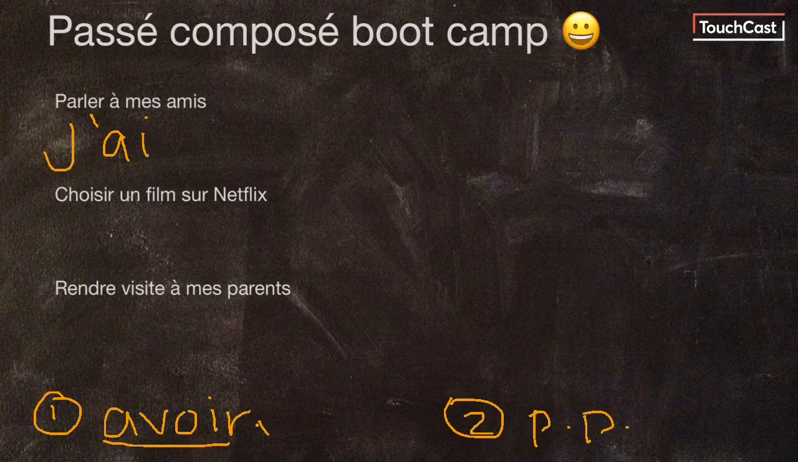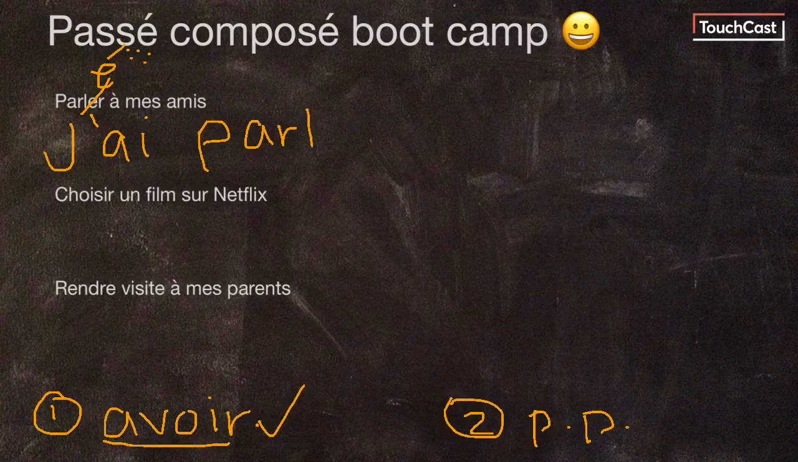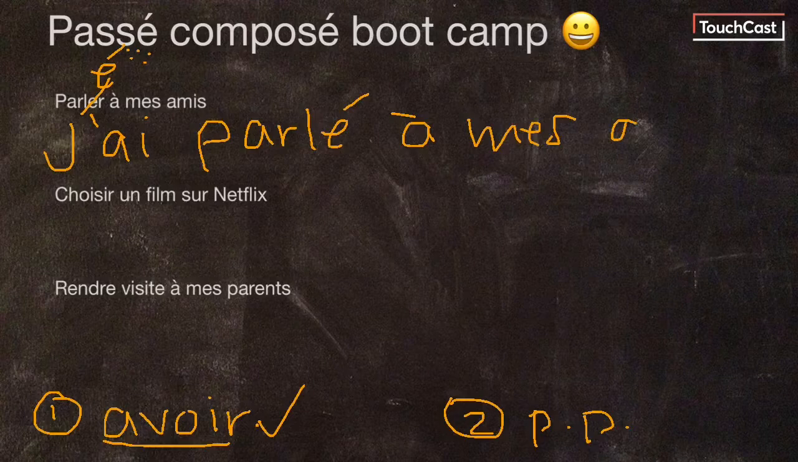So we've taken care of the first part, and now we have to worry about the second part, the past participle. For regular verbs that end in er, like parler, you just take away the er and you add an e with an accent. Don't forget this accent, everybody. It's really important because otherwise you're not dealing with your participle correctly, and then you may not pronounce it correctly. So you put it all together: j'ai parlé à mes amis. I spoke to my friends.